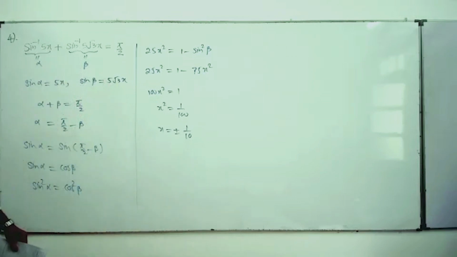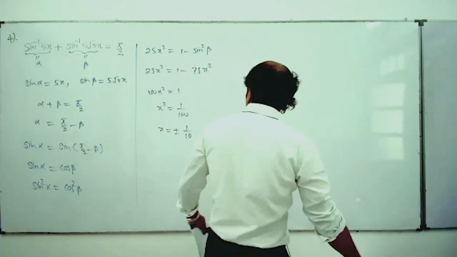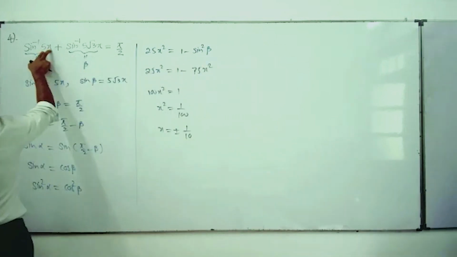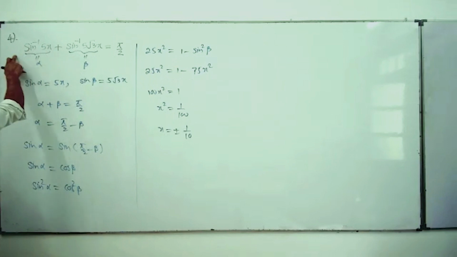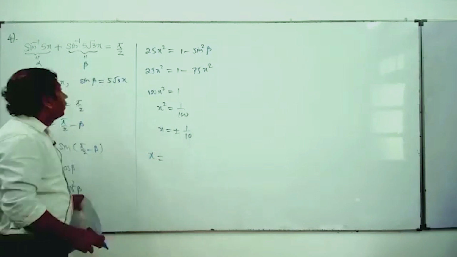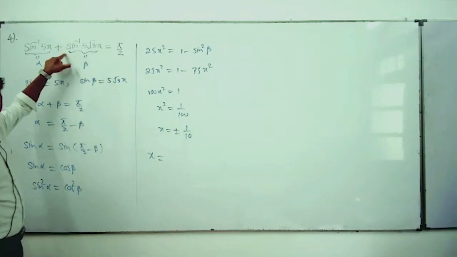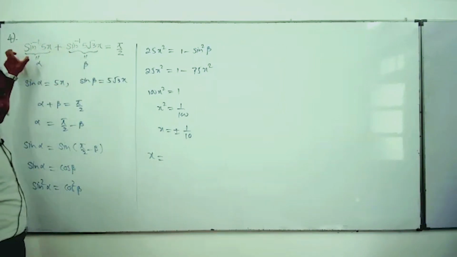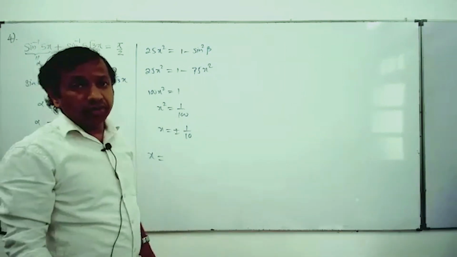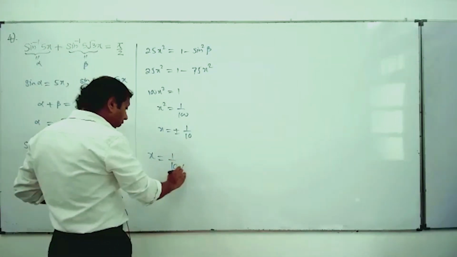Then the minus answer you can't take. The reason, when you take the minus sign, this will be minus. The minus you can take out. Here also, this will be minus when you take minus 1 over 10. That minus sign we can take out. The left hand side becomes a negative angle, but on the right hand side we have a positive angle. Due to that, the minus answer we can't accept. So therefore, the answer is x equals 1 over 10.